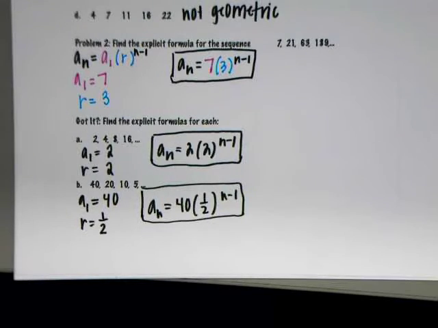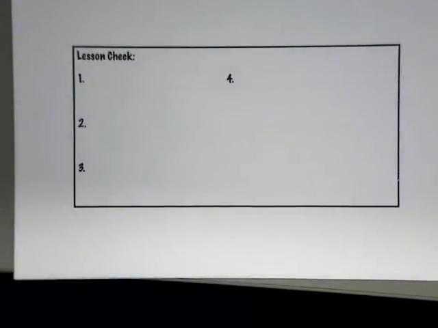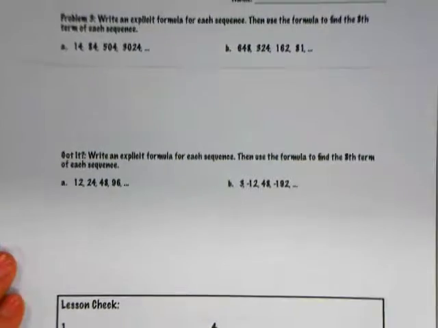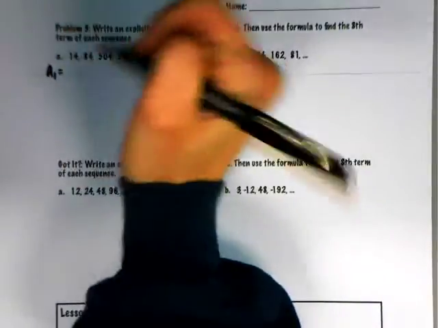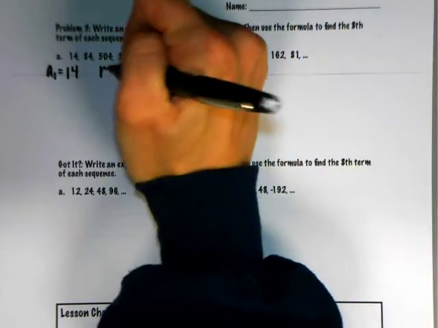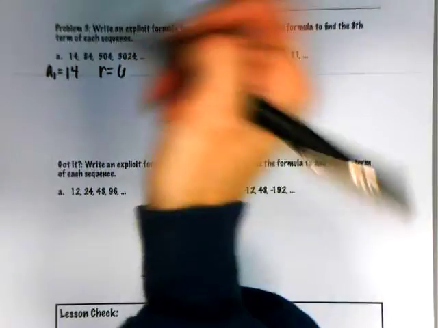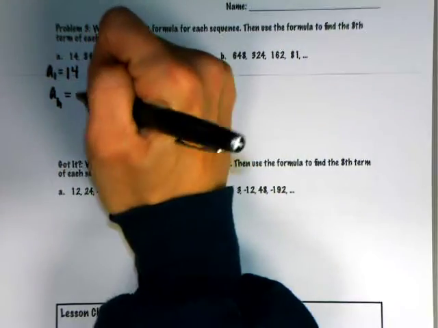Okay, and the last thing we're going to do is write the formula and then find a specific term that it's asking us to find. All right, so it says write the explicit formula and then use the formula to find the 8th term. So on this one, what is my first term? 14. And then what's my common ratio? 6. Okay, so your formula is going to be a sub n equals 14 times 6 to the n minus 1 power.